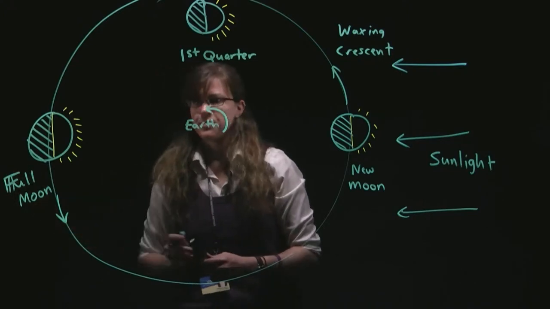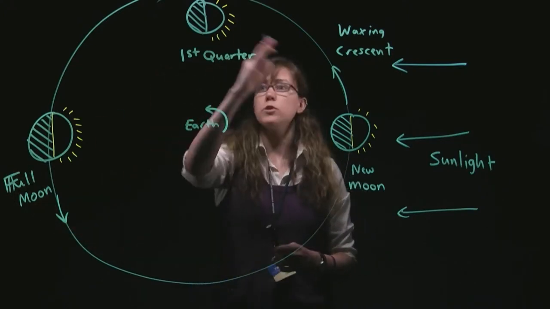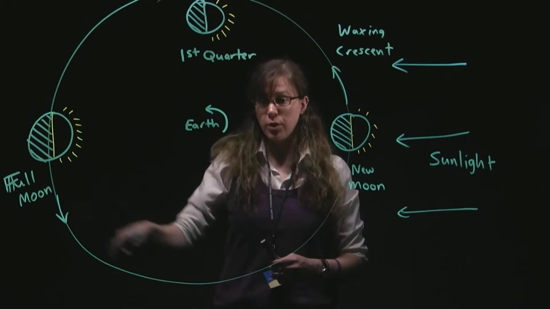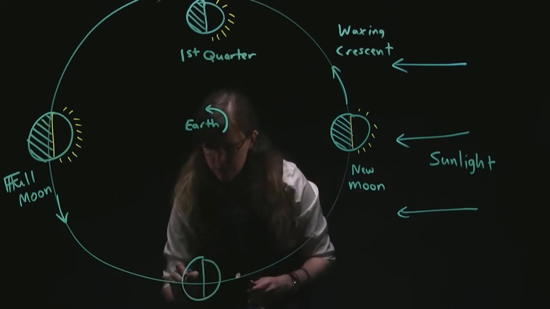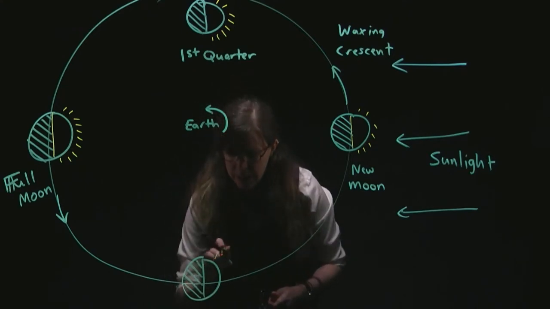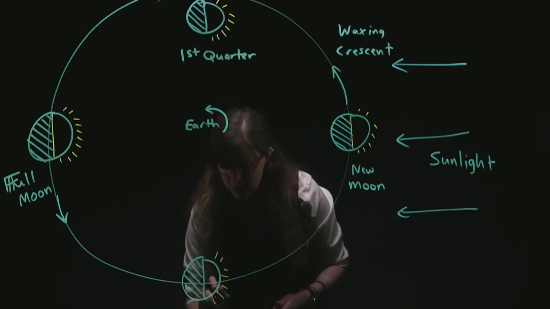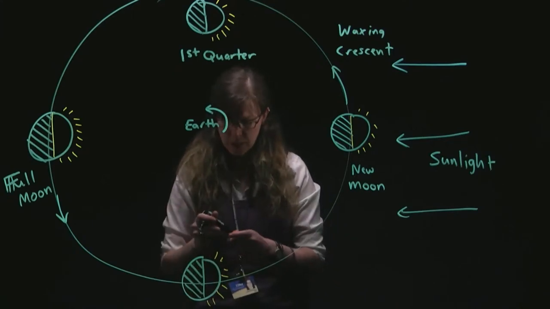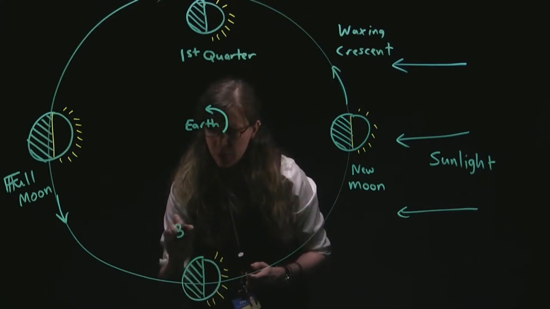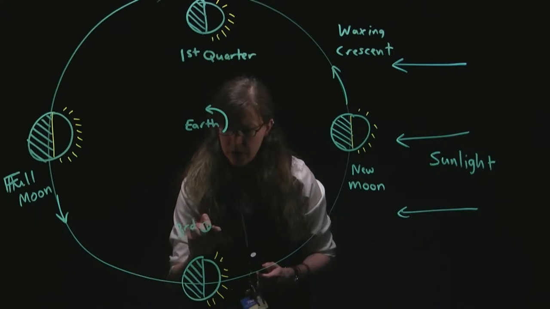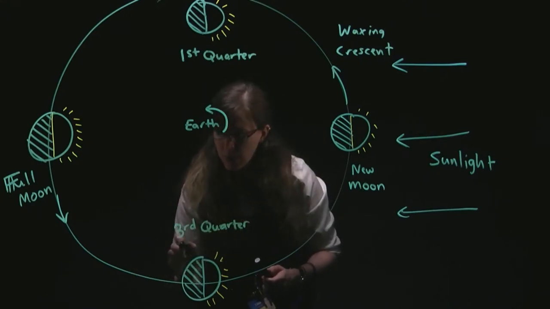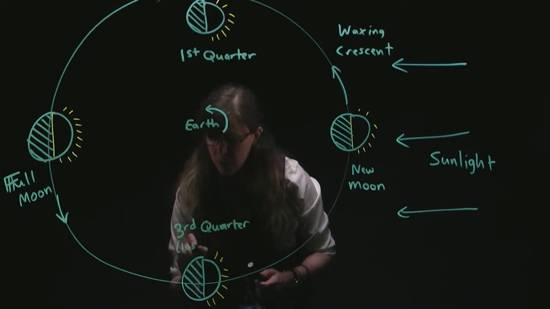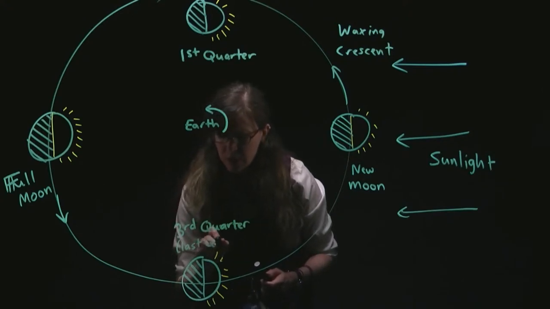There we go. So first quarter, second quarter is the full moon. Third quarter down here is again dark on the side away from the sun and lit up on the side towards the sun. And this would be a third quarter moon. That's what we'll call it. But you might see some places call it the last quarter, and that's also going to be okay too.